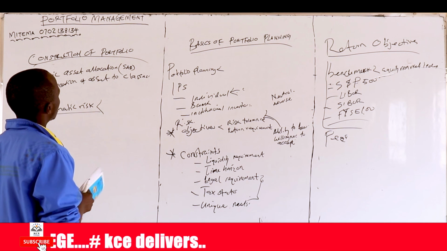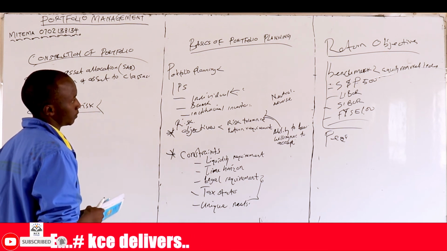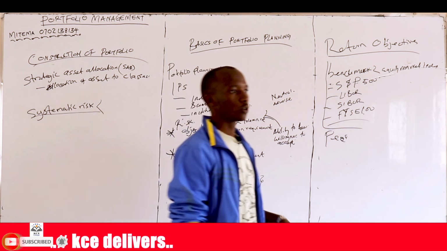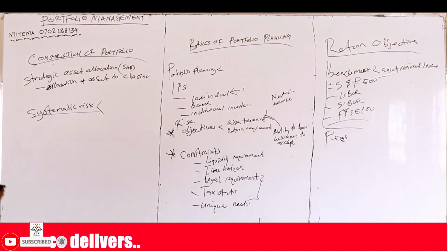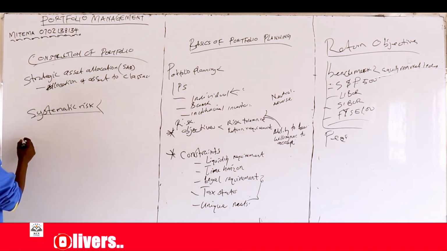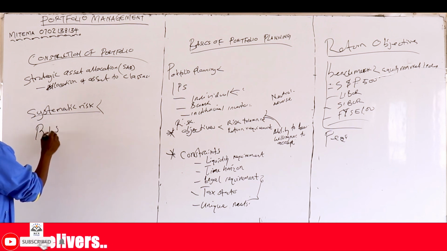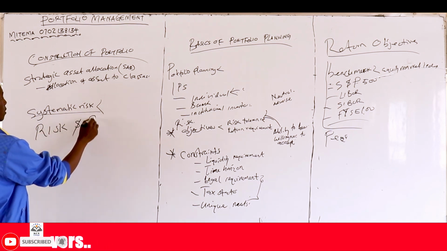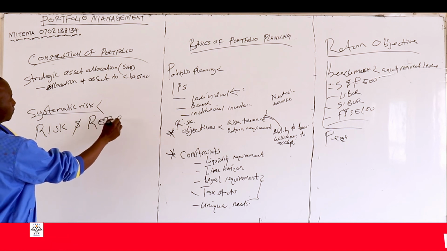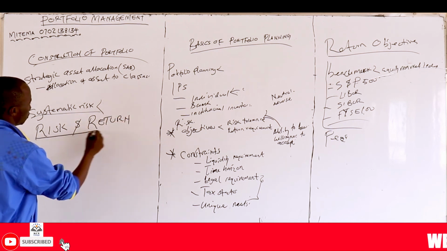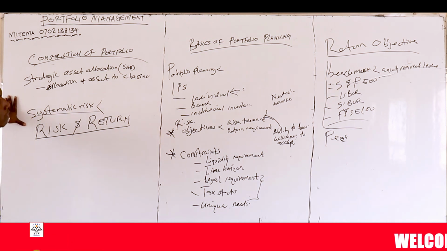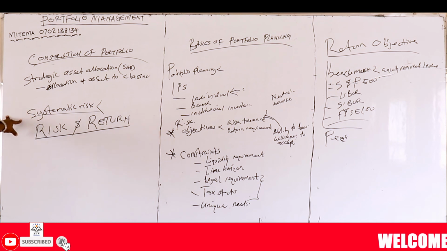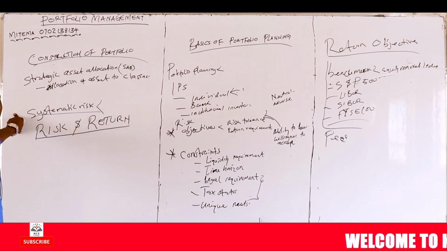So at this point now you have been able to construct your portfolio. After you have constructed your portfolio, you are going to do what we call risk and return analysis. So in our next lecture, we are going to have an introduction to risk and return. What we have been saying is that the most important thing that a portfolio manager must check in a portfolio is risk and return. So this marks the end of our lesson today.